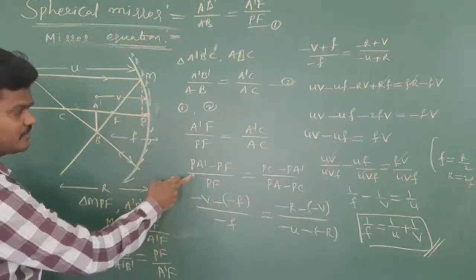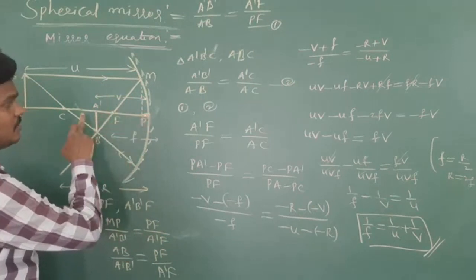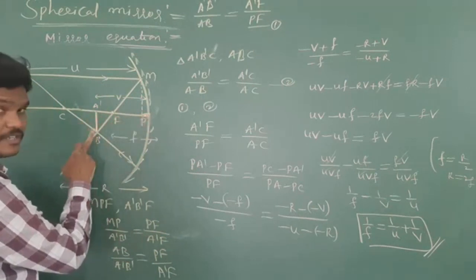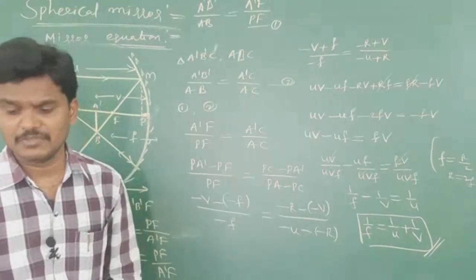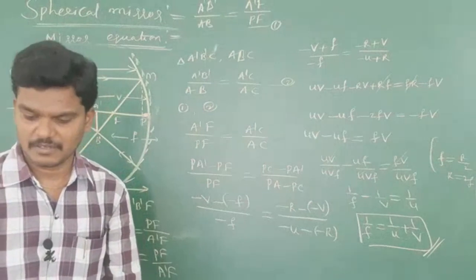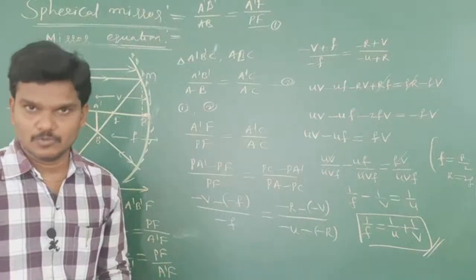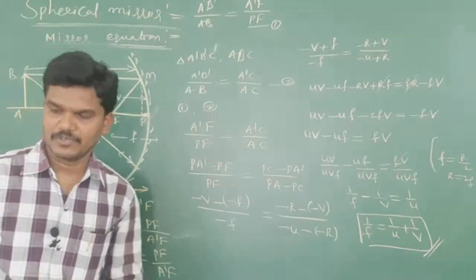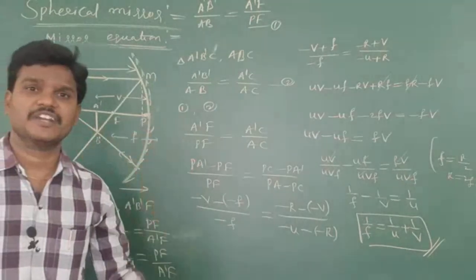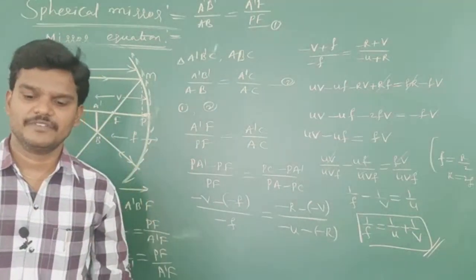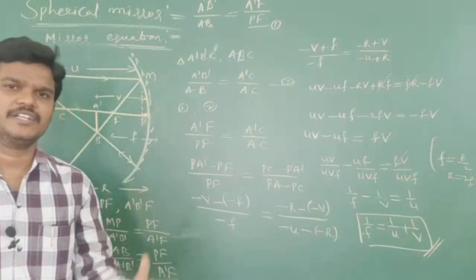Here I am using the sign convention for P A dash. I am moving from the pole, but the image is inverted. I told you already, heights above the principal axis are positive, heights below the principal axis are negative. Upward heights are positive, downward heights I took as negative. So these are some sign conventions. Next, using this, let me define magnification for a spherical mirror. That we will see, and next I will continue.